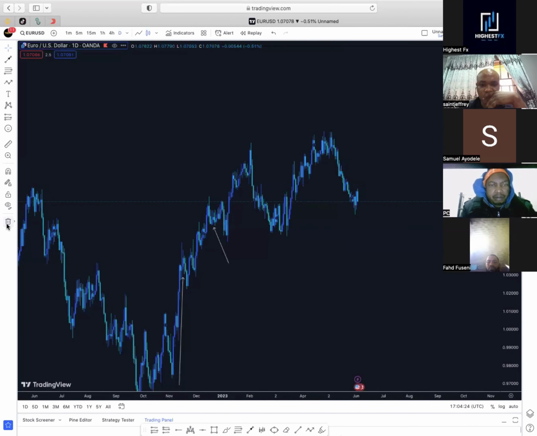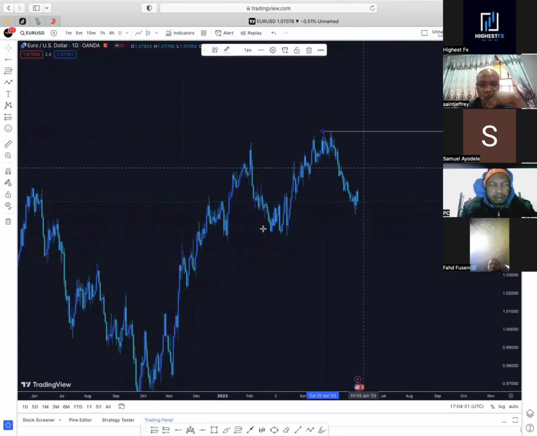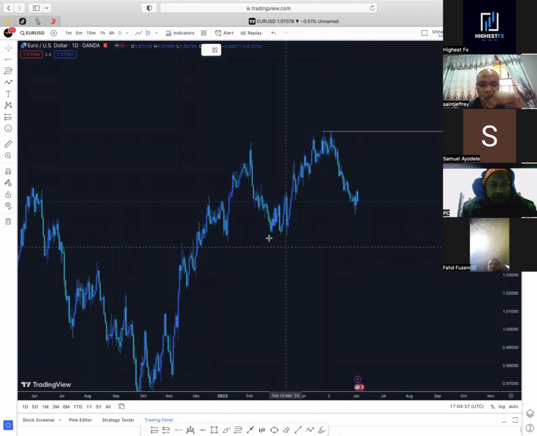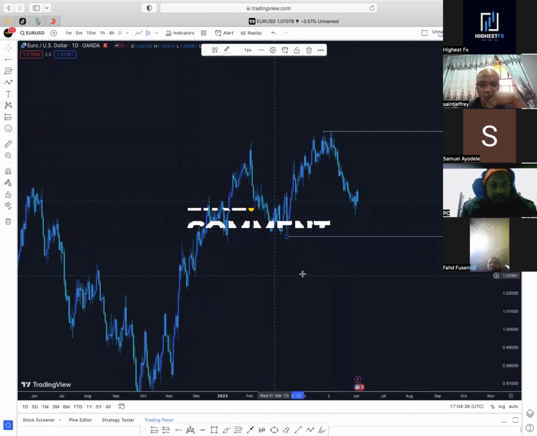So from what we have here, our highest point is going to be here because this is the highest point of the structure we are looking at. This impulse and then this correction. So this is the highest point of the structure, and then the lowest point of what we are looking at is right here. This is the lowest point of the structure we are looking at.